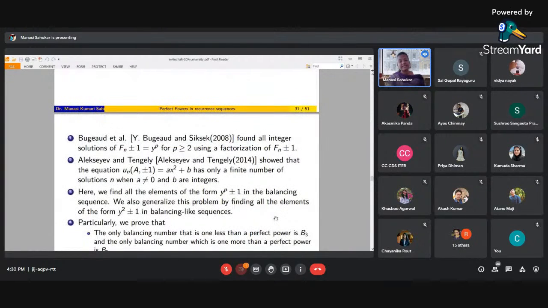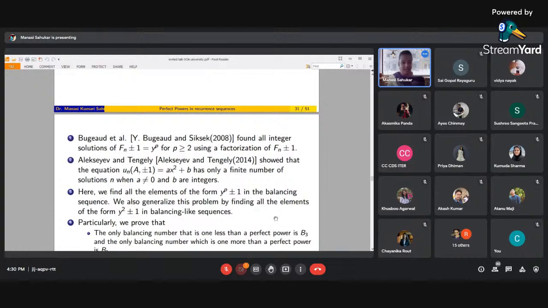This type of problem was already tried by Bugeaud, also for the Fibonacci sequence. They have found all the integer solutions of the Fibonacci sequence: any Fibonacci number plus 1 or minus 1 that is an almost perfect power, by using the factorization of Fn plus or minus 1. So they have found some solutions from there.